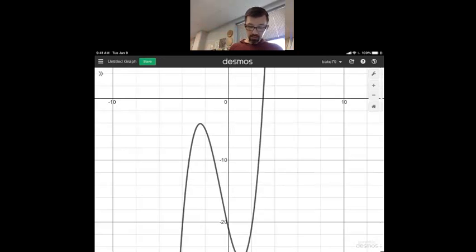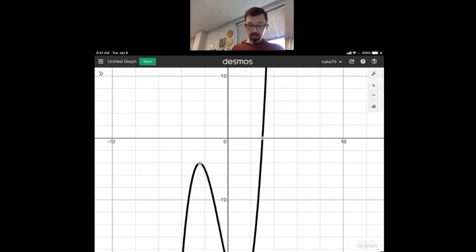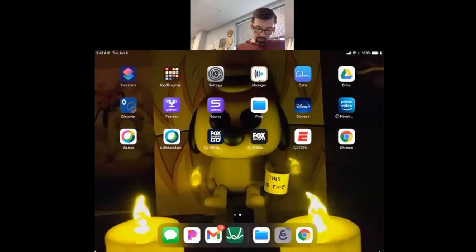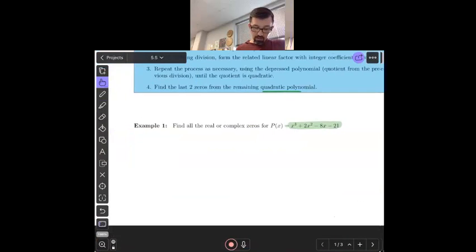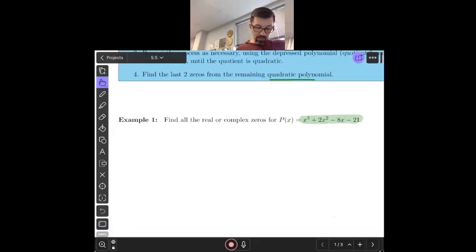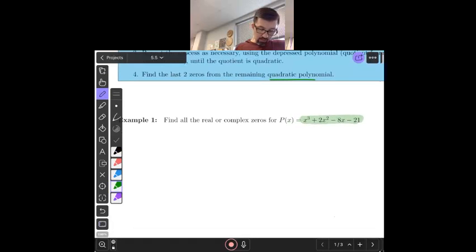Well, what is that one answer? Another thing that makes these apps so nice is I can just tap on it and it tells me what it is, versus having to do some other steps in the calculator. So there's our one answer we can see, right? 3. So from the graph, we think that 3 is a 0. We do need to verify that, but we think that 3 is a 0.